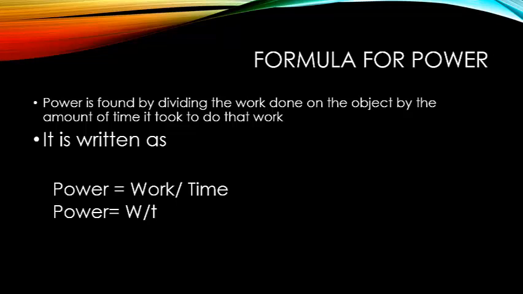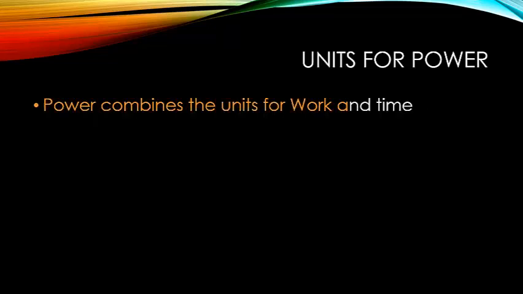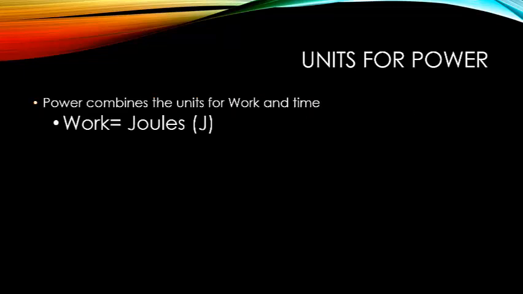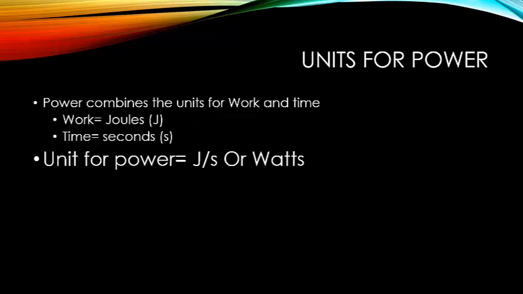Now that we have our formula, we can get working on our units. The units for power combine the units for work and time. Our unit for work, as you remember, is the joule, and our unit for time is seconds. So, the unit for power equals joules divided by seconds, or more commonly known as watts. We usually write out watts because there's no real nice way to shorten it, and it is a very short word to begin with.